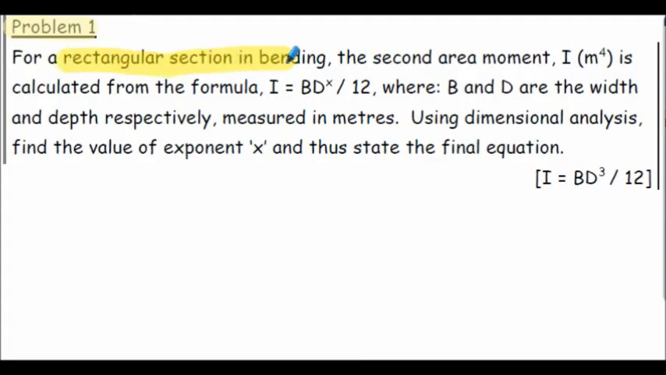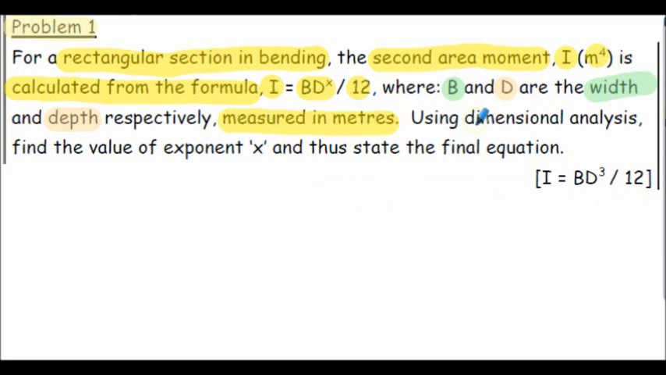For a rectangular section in bending, the second moment of area, symbol I, having a unit of meter to the power of 4, is calculated from the formula I is equal to bd to the power of x divided by 12, where b and d are the width and depth respectively, and both are measured in meters. Using dimensional analysis, we've got to find the value of the exponent, power if you like, x, in the above formula, and thus we've got to state the final equation. The answer is shown here. Obviously it shows that the exponent in this case is 3.